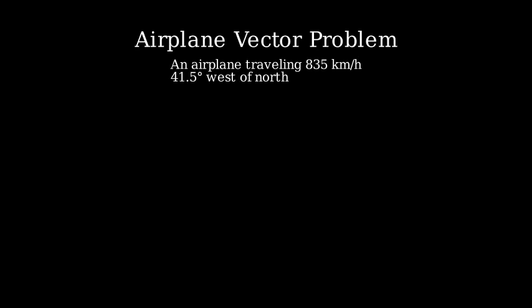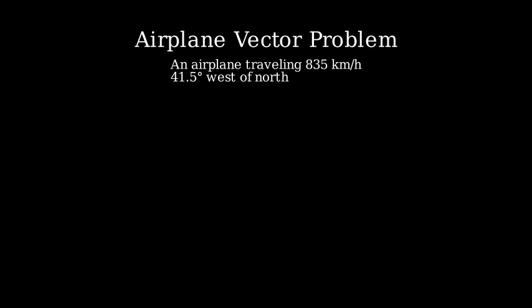Let's solve a vector problem involving an airplane's motion. An airplane is traveling at 835 kilometers per hour in a direction 41.5 degrees west of north. Let's find the components of the velocity vector and determine how far the plane travels after 2.5 hours.